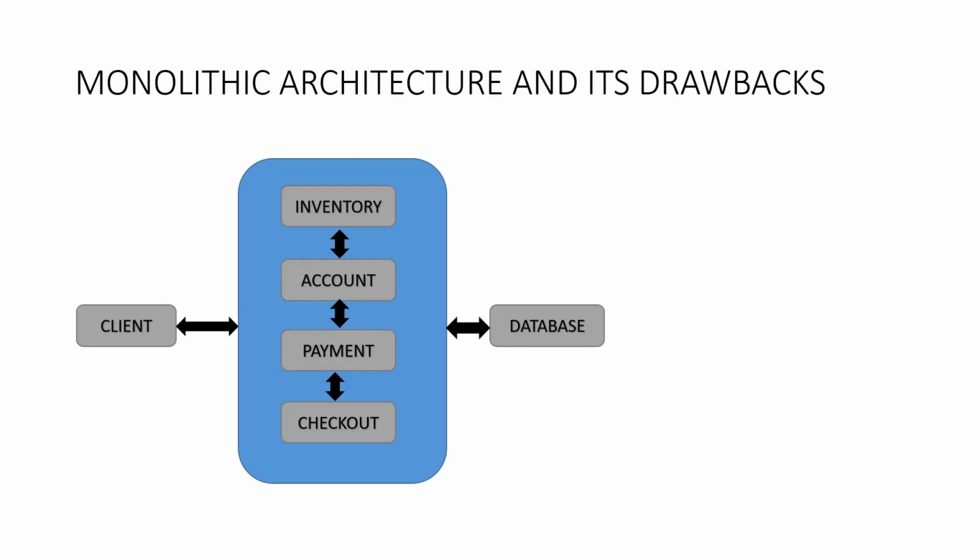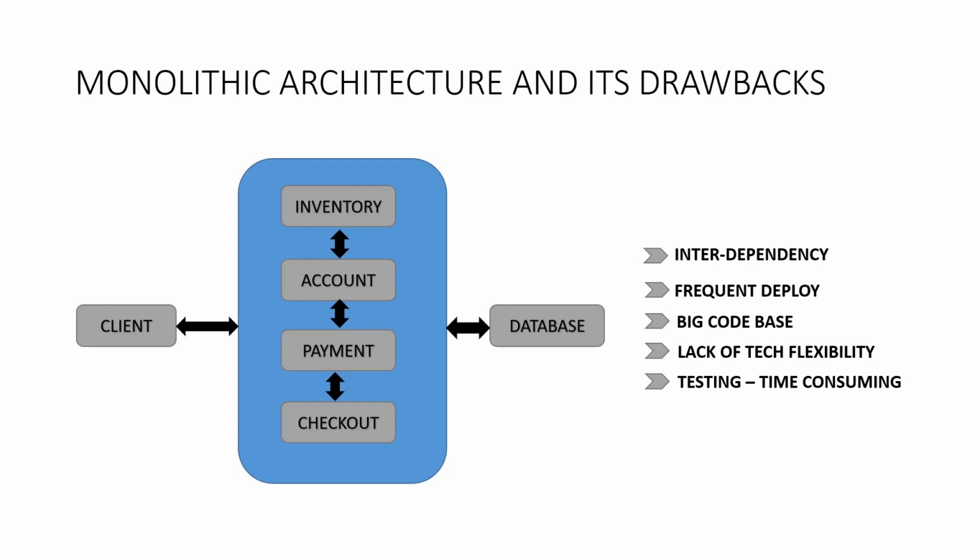So let's talk about the drawbacks of monolithic architecture. Interdependency, frequent deploy, big code base, lack of tech flexibility, testing time consuming. Interdependency means if you have more dependence between these modules, it will create more tightly coupled features among those modules, and it will reduce the code reuse as well. And also the developers might find difficulty to maintain the design principles and to implement the design patterns as well, right? The frequent deploy.